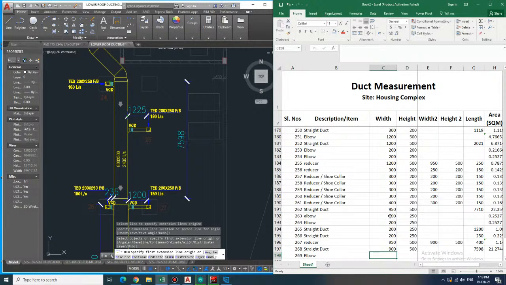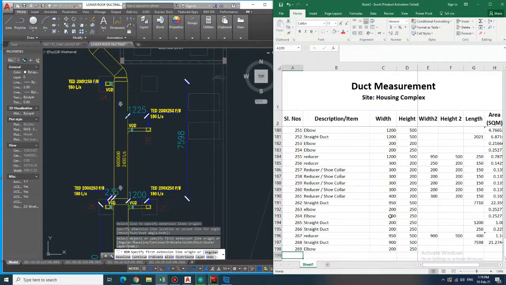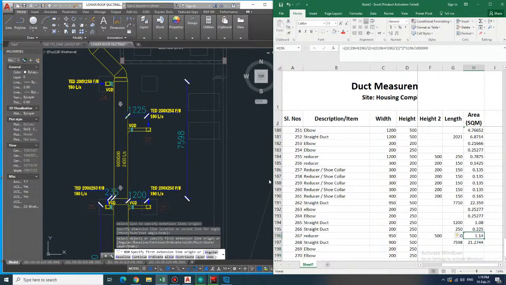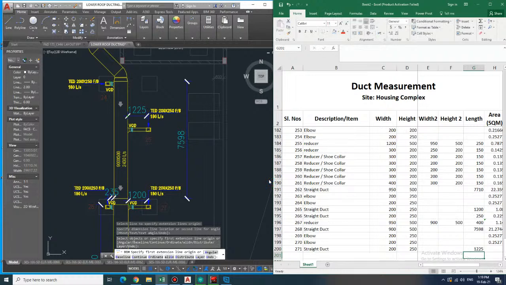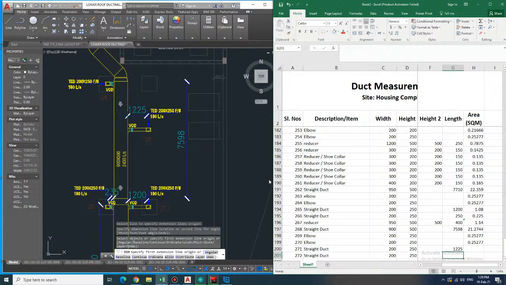For the elbow, 200 by 250, 270. Again elbow. For these two branches, 1, 2 branches elbow here, 200 by 250. So we'll put the elbow equation. 271. We're going to the straight, 200 by 250. Length is 1225. Again 272. Straight duct, 200 by 250, taking 500. So I'll put the equation here.